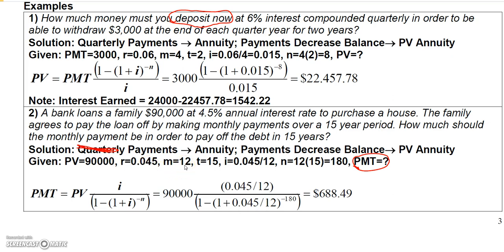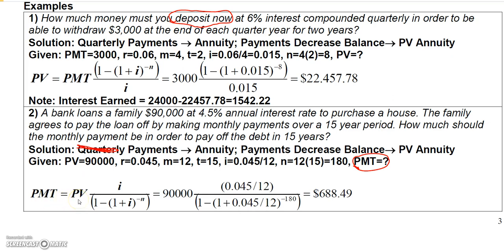We know money is compounded monthly because in this chapter, if I tell you we're making monthly payments, we'll also have monthly compounding. So we have monthly compounding for 15 years. T is 15. So I would be 0.045 over 12, and then N would be 12 times a year for 15 years. So that would be 180 payments. Okay, so we want to find the actual payment.